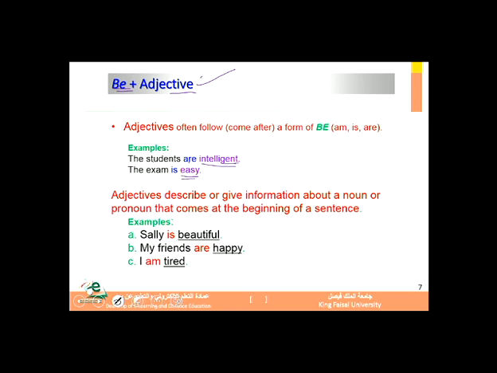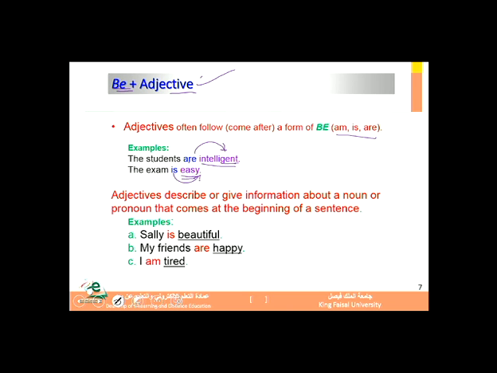So the word easy and the word intelligent are adjectives. So what's an adjective? The adjective often follows. When we say follow, it means they come after. Not before, they come after a form of verb to be like am, is, or are. So in this sentence, the students are intelligent, the adjective comes after verb to be. The exam is easy. So we have the word intelligent and the word easy functioning as adjectives. They come after the verb. They are immediately after verb to be.